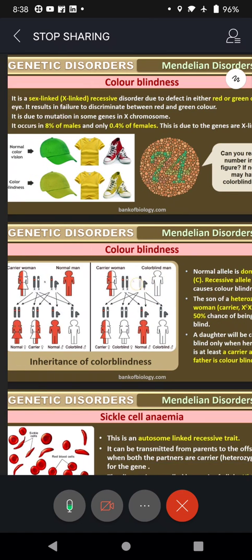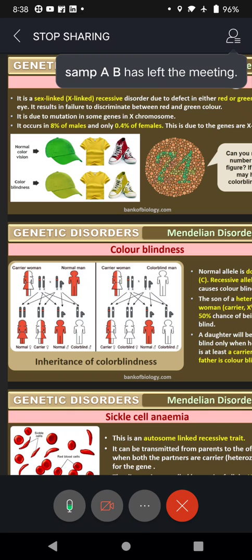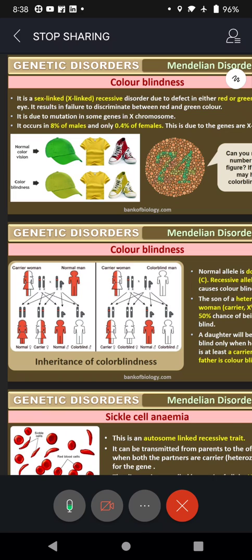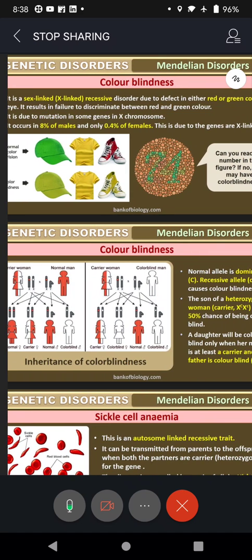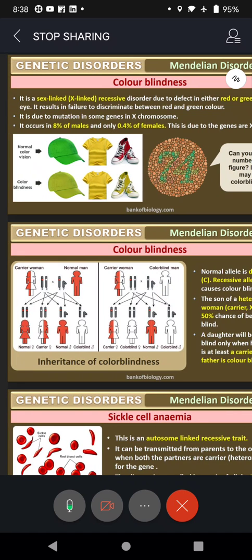Again, it is unfortunately an X-linked recessive disorder. Again, it is the X chromosome. Just like hemophilia, color blindness also is sex-linked. There are two allosomes, as all of you know, X chromosome and Y chromosome. It is X-linked and it is due to a recessive gene. It is a disorder due to a defect in either the red or green cone of the eye. Why does the person having this problem not detect the colors?